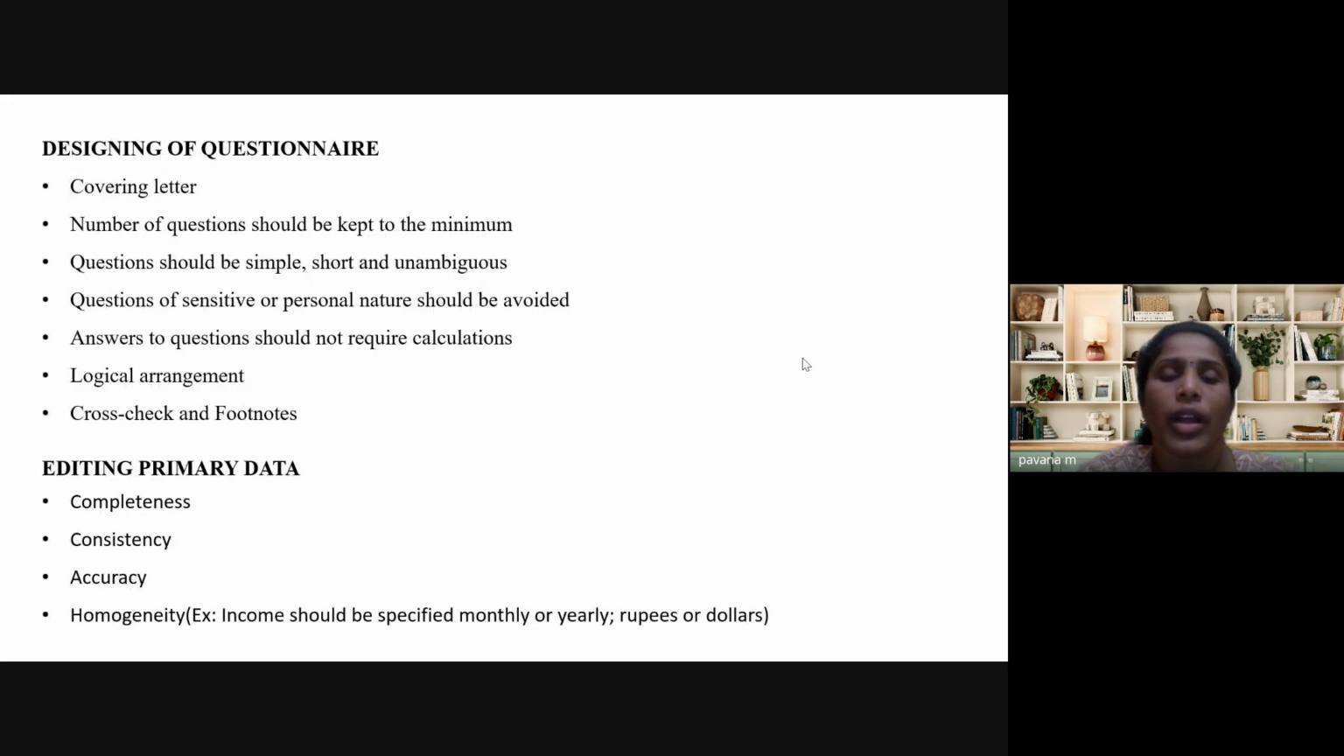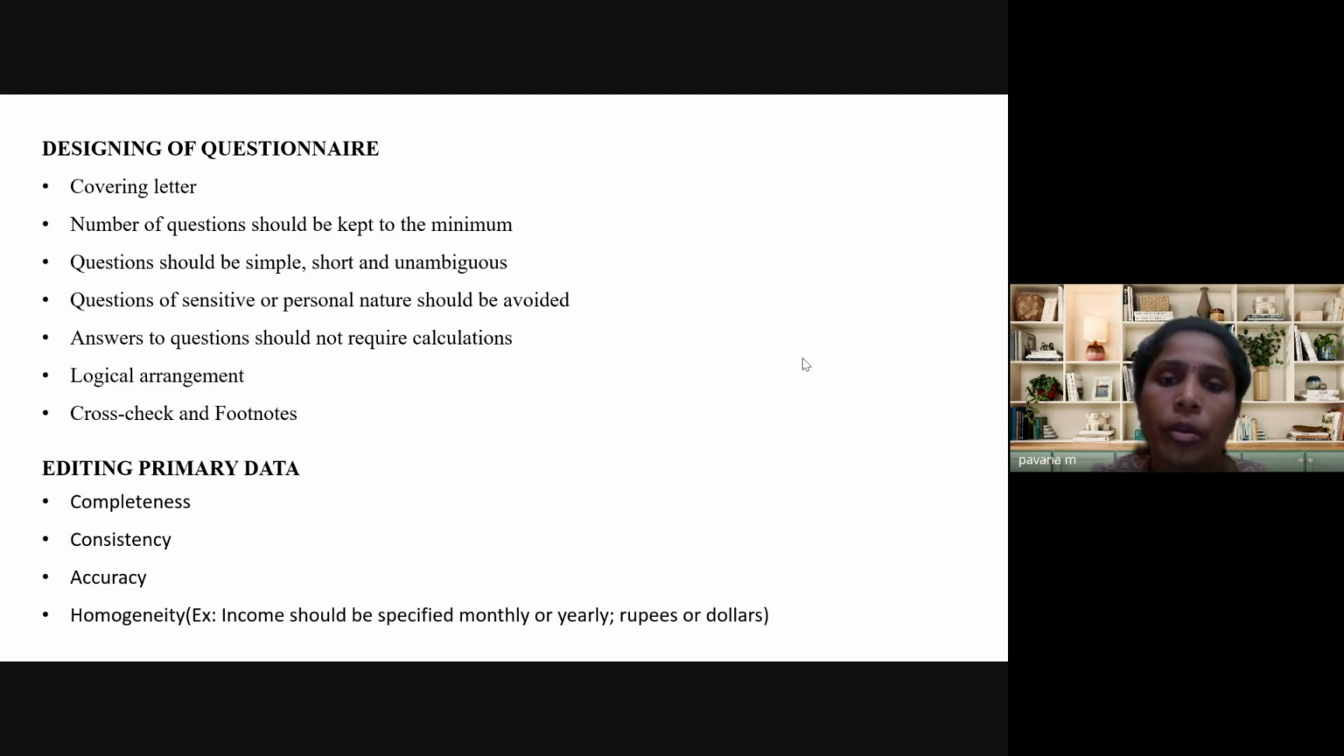And as we already discussed, questionnaire method. In the questionnaire method we have to prepare the questionnaire, right? So when you are designing a questionnaire, which type of factors do you have to consider? Designing of a questionnaire: first you have to prepare a covering letter.